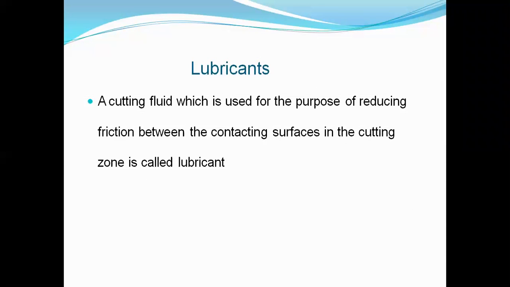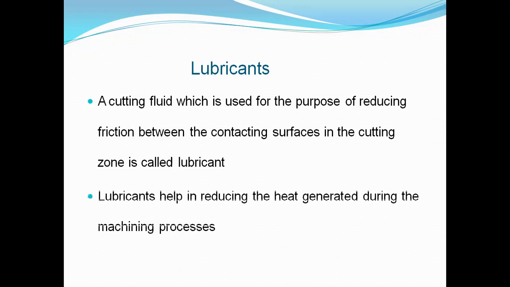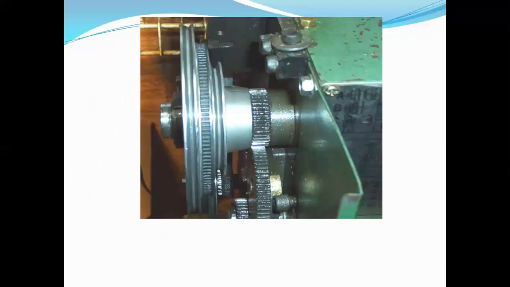So it is also a cutting fluid. It is used for the purpose of reducing the friction between the contacting surfaces in the contacting zone, and is called a lubricant. Lubricants help in reducing the heat generated during machining processes. Due to mating parts and motion between the parts, friction may develop. So we are using lubricant at that point. Due to this lubricant, we are reducing the heat generation.